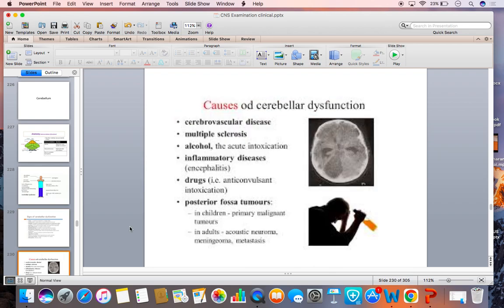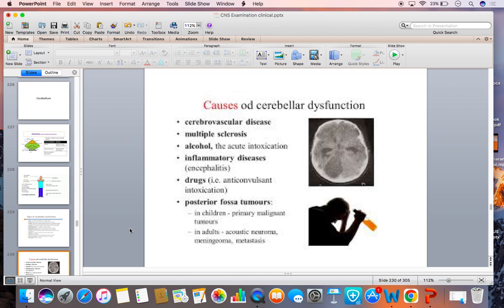Then coming to know the causes of cerebellar dysfunction. This is very important. Cerebrovascular diseases, that is, vascular lesions in the arteries supplying the cerebellum. The cerebellum receives the arterial supply, or the blood supply, through branches of the vertebral arteries and the basilar artery.